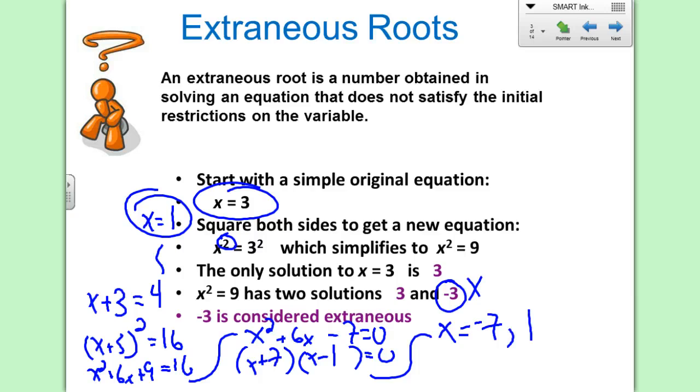Wait a second. The original question only had an answer of 1. How could there possibly be two answers now when the original question only had one? As a result of squaring, we've created an extraneous root of minus 7. You can ponder where that came from and why squaring creates that. You think about that. Tell me about it, okay? It's a good question to ask. Why?